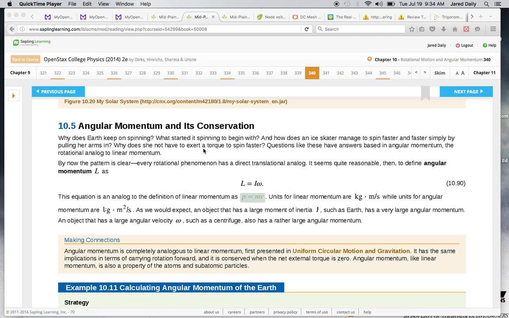We're going to learn about angular momentum and its conservation. Angular momentum, similar to linear momentum, is conserved. Linear momentum is P equals m times v, mass times velocity. For angular momentum, we again replace the mass with the moment of inertia I, for a particular shaped object and its mass, calculated previously in this chapter, and then the rotational velocity, or angular velocity, omega. So I omega instead of m times v.